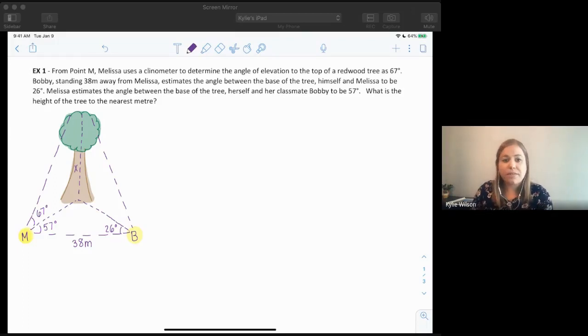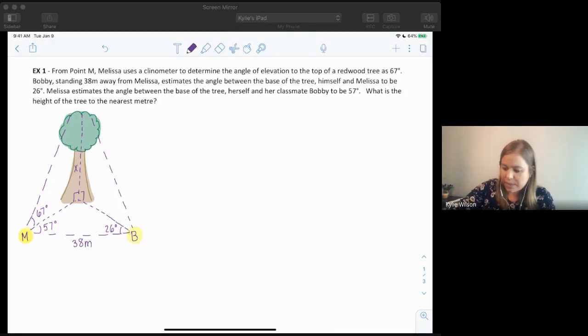So a few important things to note. These here are right angles. And they're right angles because when I have an angle of elevation, I'm looking straight at the base of that tree, and then I'm going to move my head up. And I'm going to move it up along this straight line here.